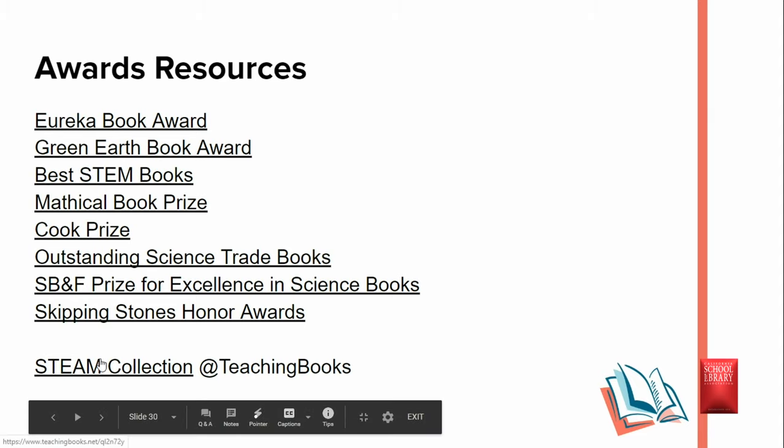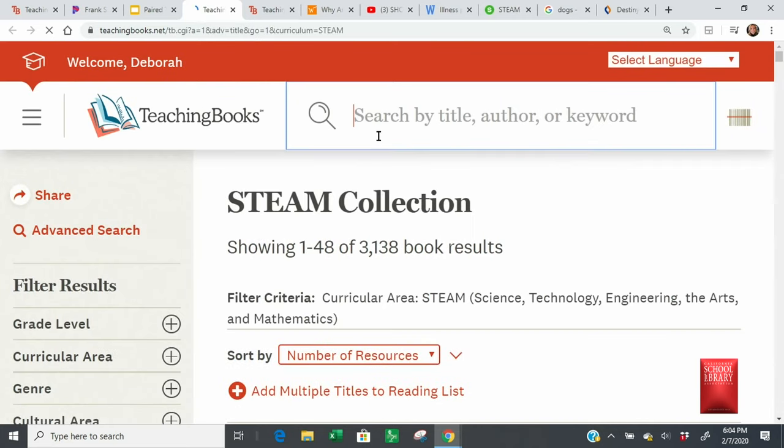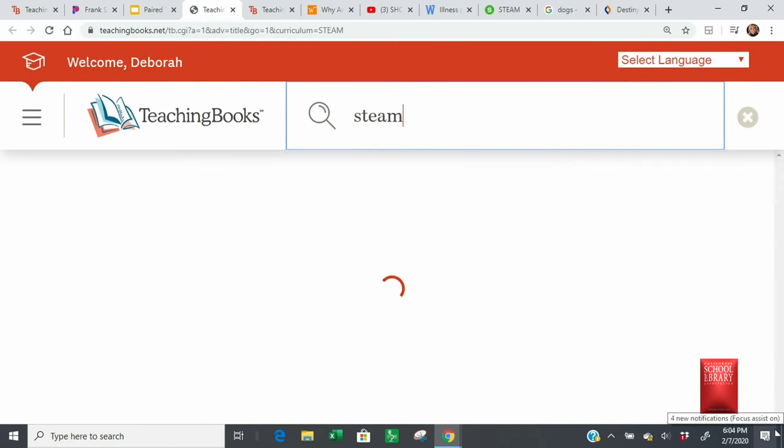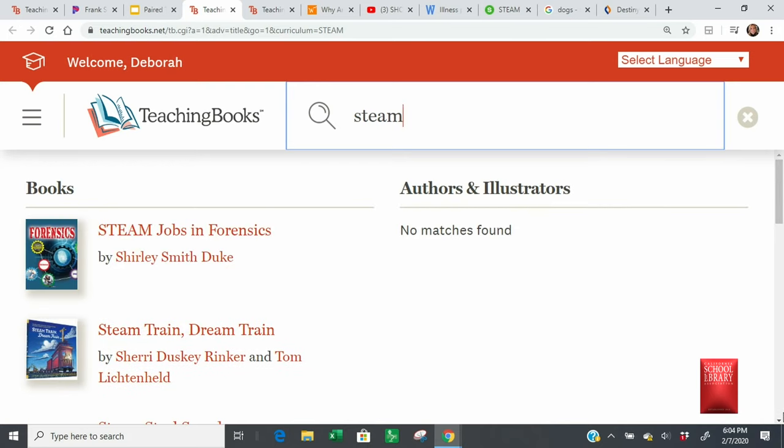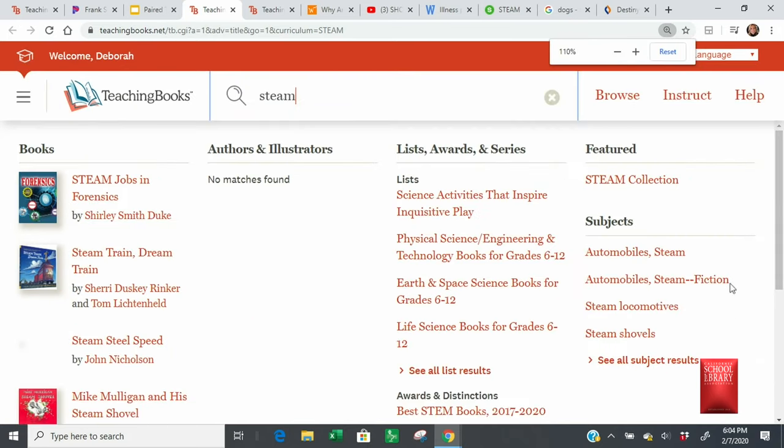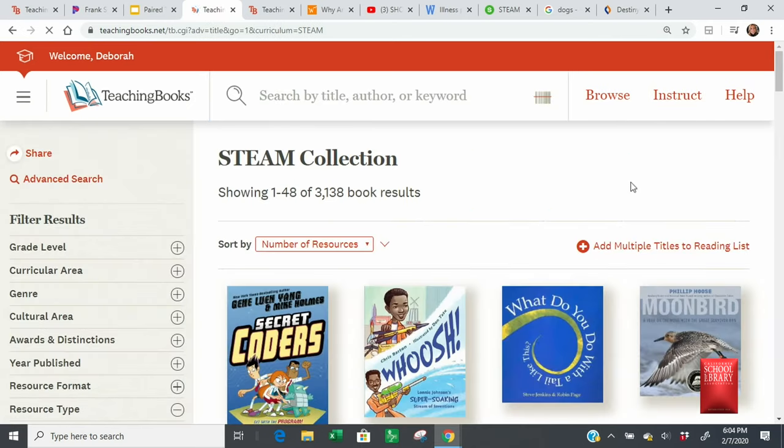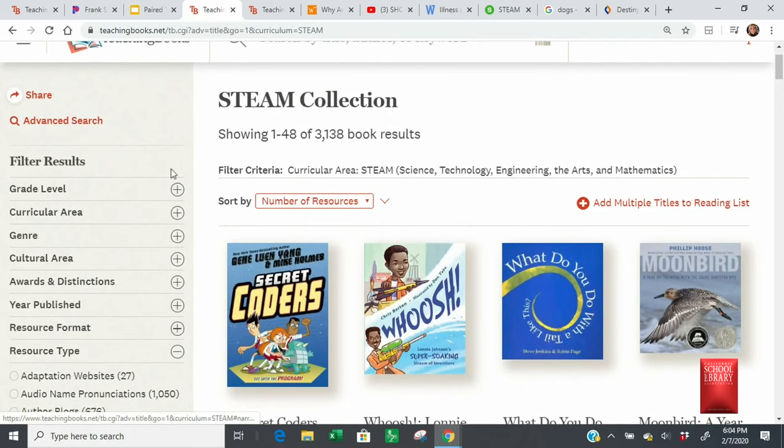And then there is actually a STEAM collection at TeachingBooks. So you just go to that search box, and you type in STEAM, and don't hit enter, and you will see in the right-hand corner, featured. You'll see that a lot of times. You can do that with Reader's Theater. You can do that with poetry. You can do that with any number of subjects or genres. And then click on STEAM. And then you use your filters to figure out what do I want. So there are over 3,000 books in this STEAM collection.